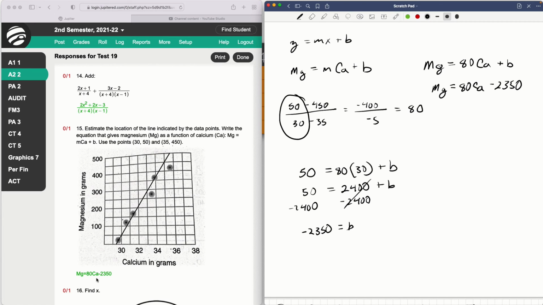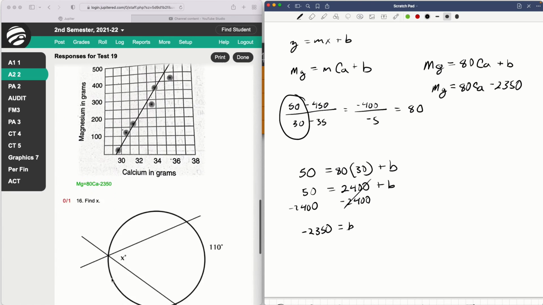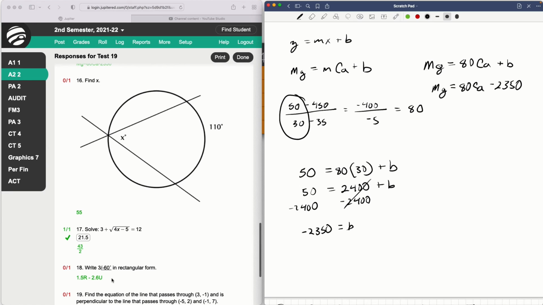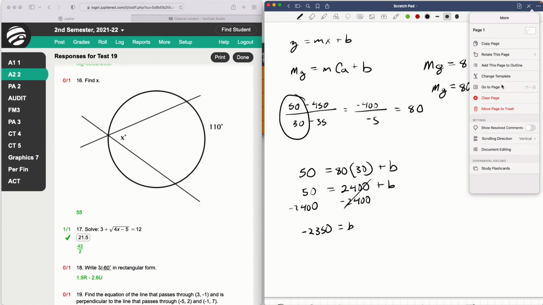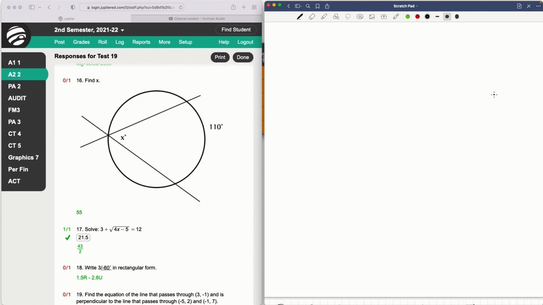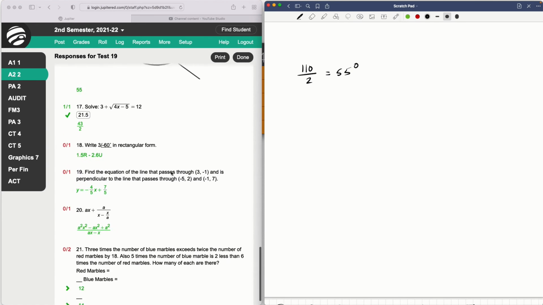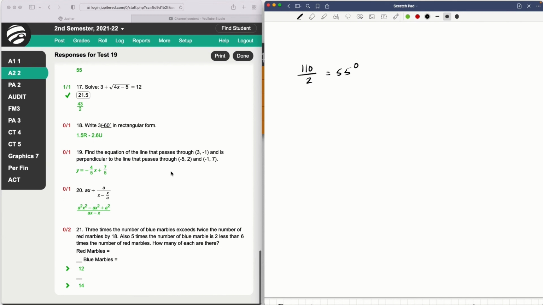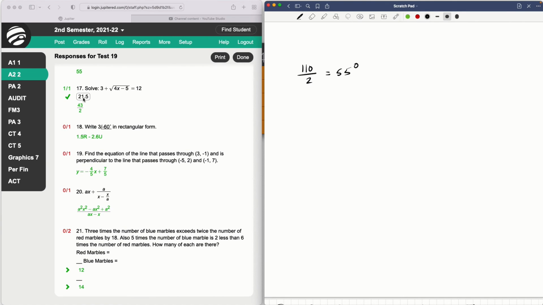Number 16. Find x. Easy peasy. When it's inside the circle, it's just half of this. So 110 divided by 2 is equal to 55 degrees. Easy peasy. All right, you got number 17 right. You did 21.5. You could have just said 43 over 2 and left it, but you went ahead and divided, and that's fine.